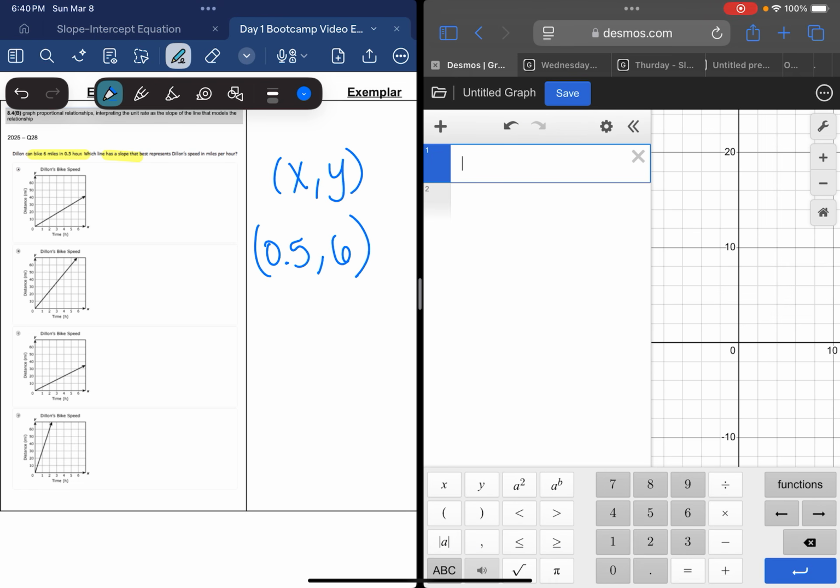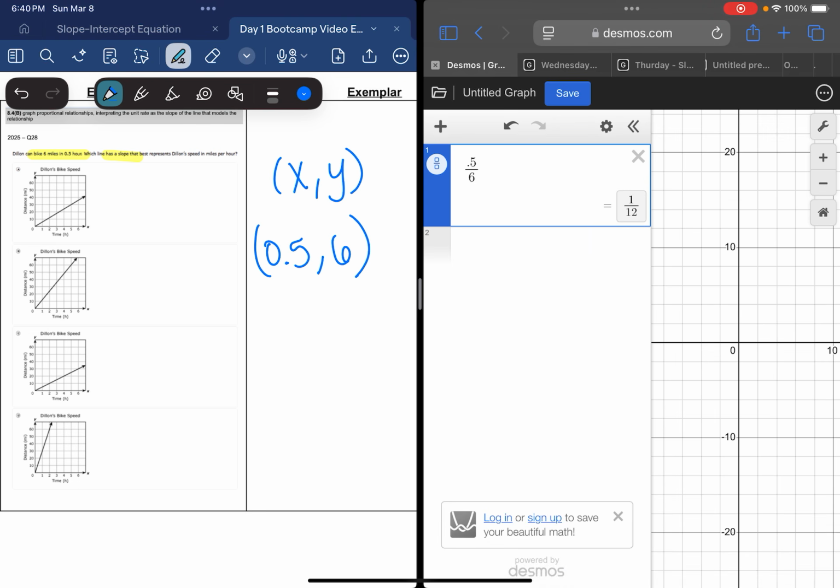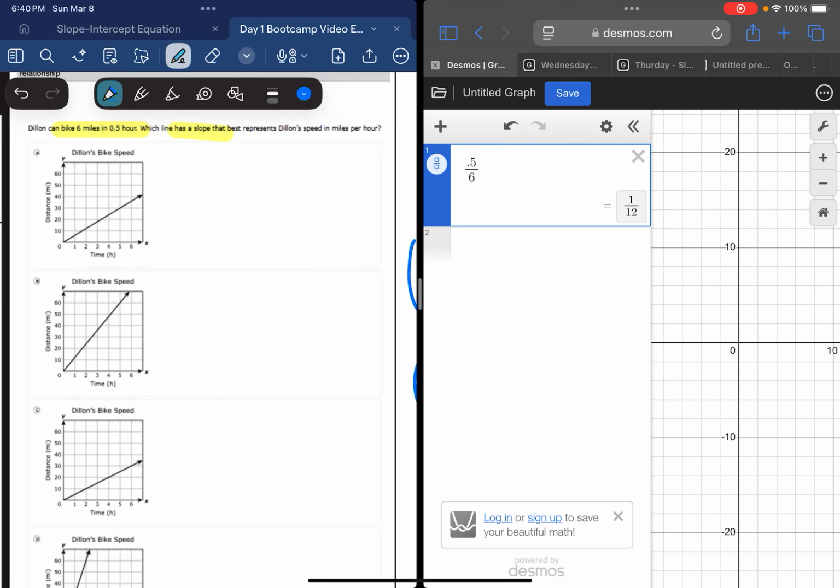We're going to see if we can find this point on any of these graphs. But I do want to make this a little bit easier. I don't want to look for half. So I'm going to go into decimals, and I'm going to put 0.5 divided by 6, or x divided by y, and turn that into a fraction. So now I know that instead of looking for 0.5, 6, I can look for 1, 12. So I'm going to look for the point 1, 12 on these graphs.